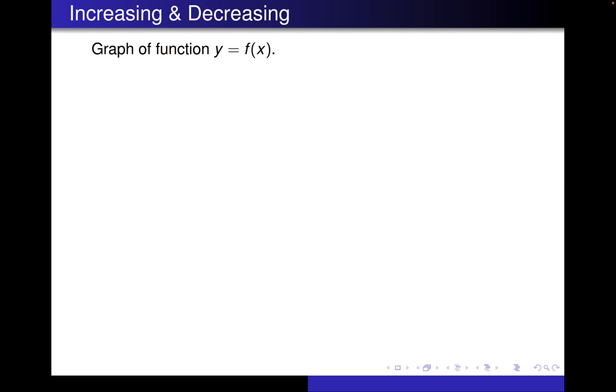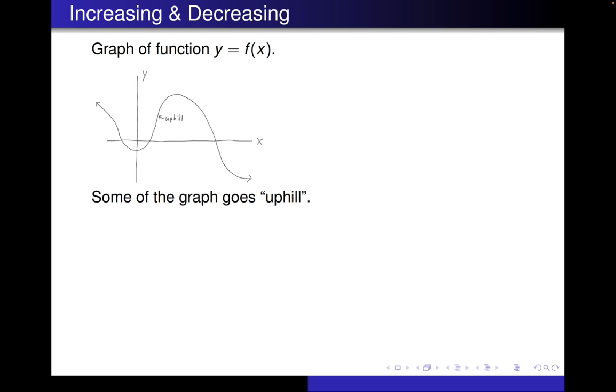And this isn't a particular function, this is just a random graph of a function that you might get. So a couple things you might notice about the graph is, first of all, some parts of the graph go uphill, like what we're pointing to there. So if you go left to right, the graph goes uphill. And there are other parts of the graph where if you go from left to right, the graph goes downhill, like in those two parts.